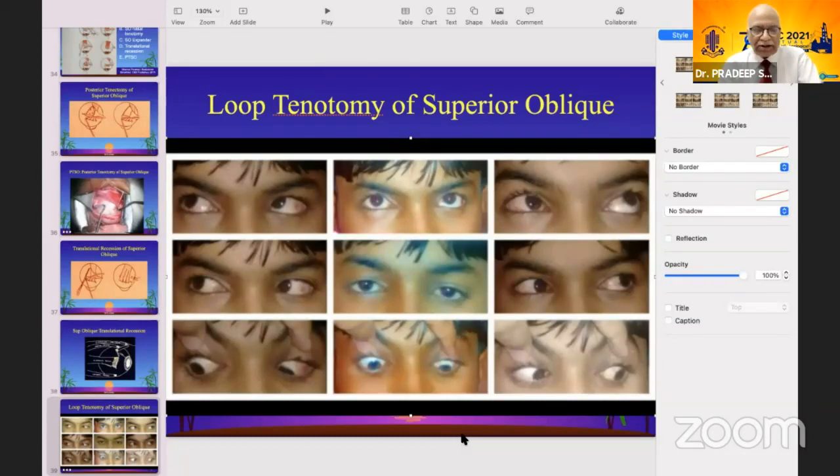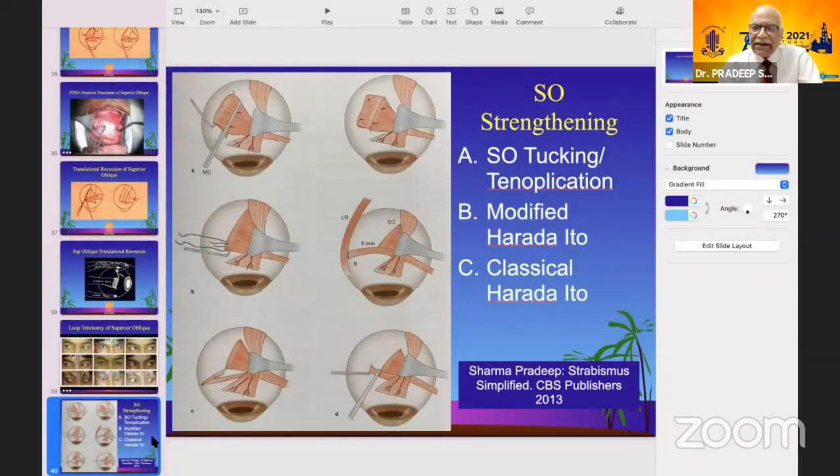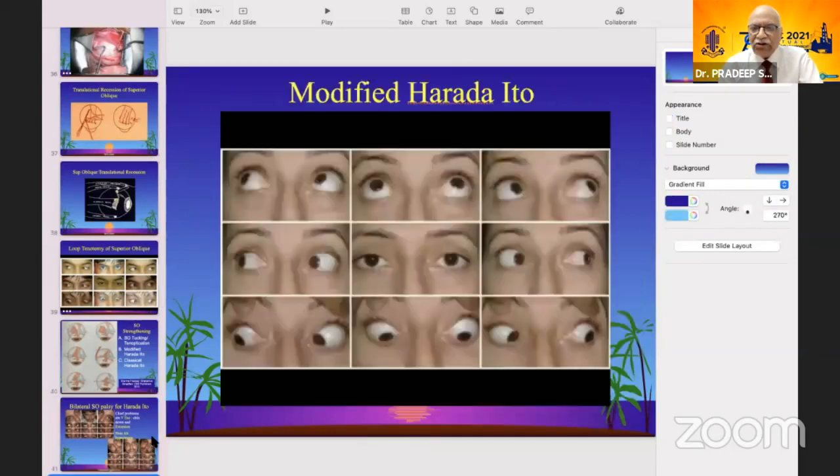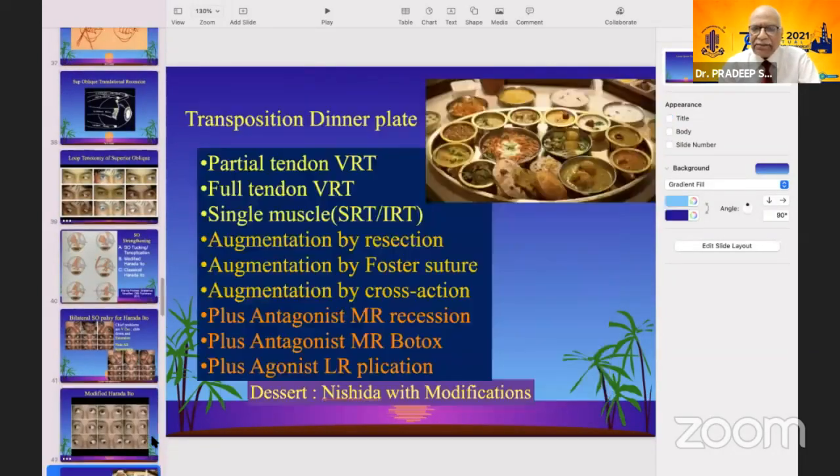And this is the post-op result. For superior oblique strengthening, we have been doing tuckings, plications, modified Harada-Ito and the classical Harada-Ito. The choice, of course, is the modified Harada-Ito. Because of shortage of time, I think I'll skip this part.